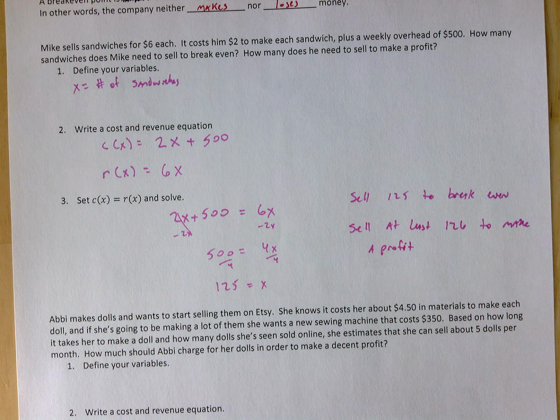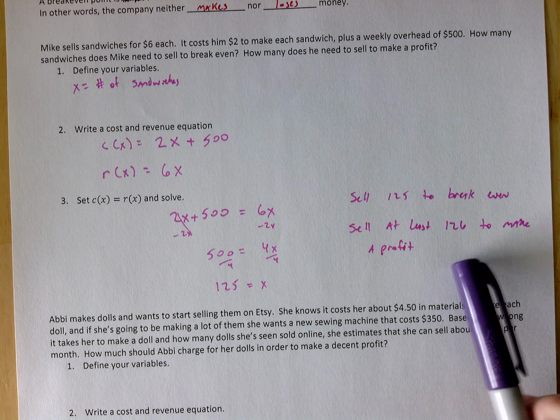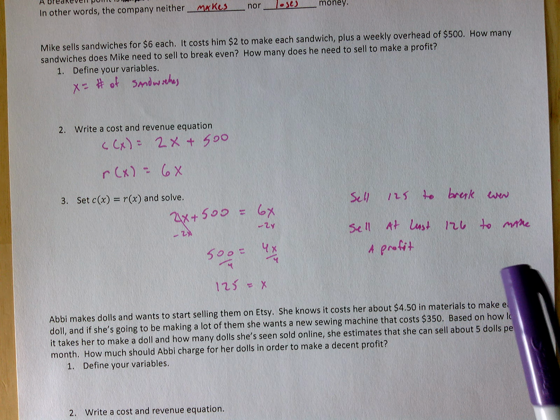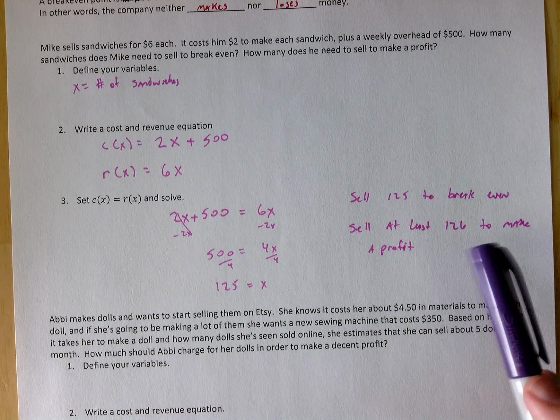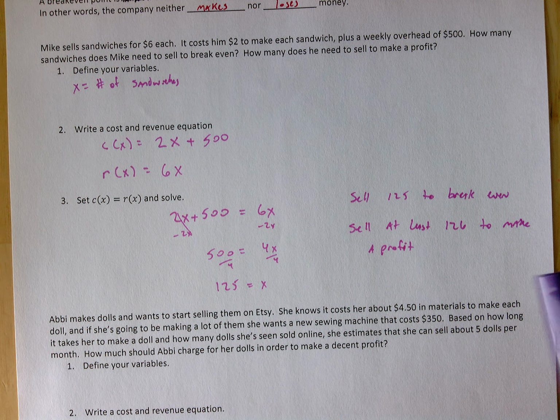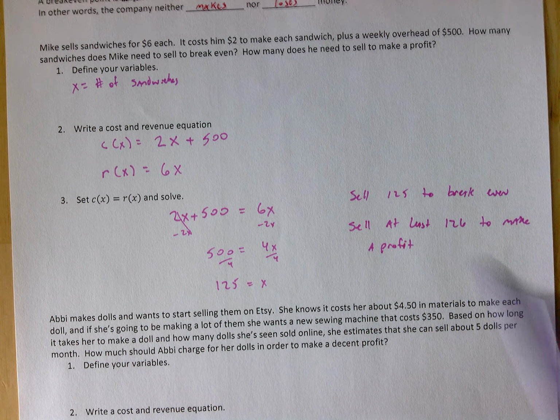Now in this particular instance, is that going to get you a big profit if he sells 126 of them? No. He's going to be making a couple of bucks in profit, but he'd technically be making a profit. So selling 126 should not be the goal of this guy's company. He should be shooting for a much higher number than that. But as long as he's at 126 or higher, he's going to be in the black. So that's your minimum goal.